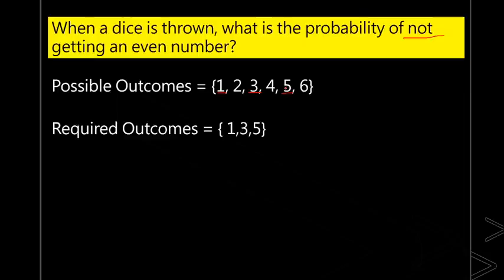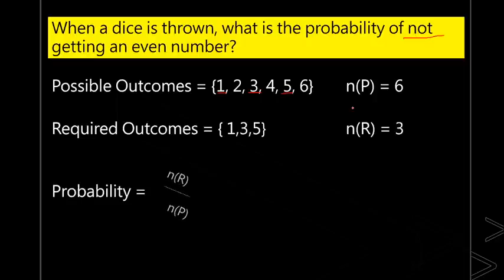So now take the count of values. What is the number of possible outcomes? Number of possible outcomes is 6. And what is the number of required outcomes? Number of required outcomes is 3. So how will we calculate probability? N of r divided by n of p, right? We'll use that formula, n of r divided by n of p. In this problem also, n of r is 3, n of p is 6. So 3 by 6, answer will be 1 by 2. I hope I made it clear up to this point.